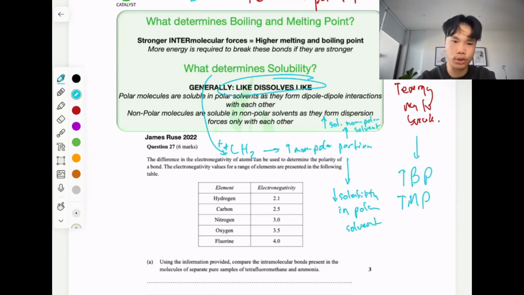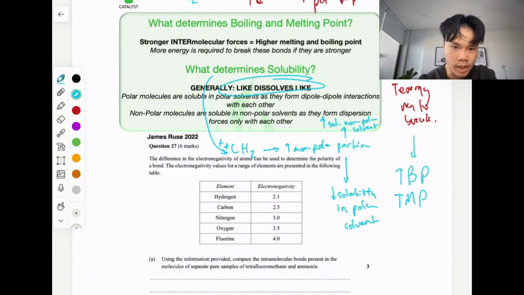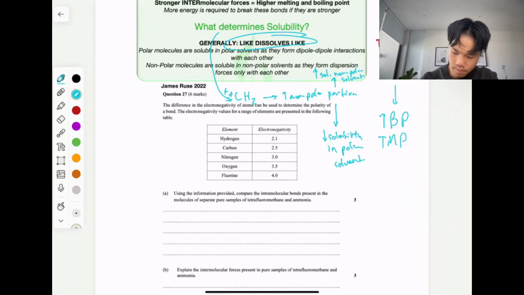That's if the molecule is polar to begin with, but yeah. Okay.